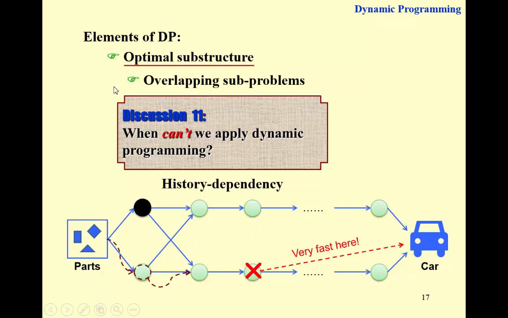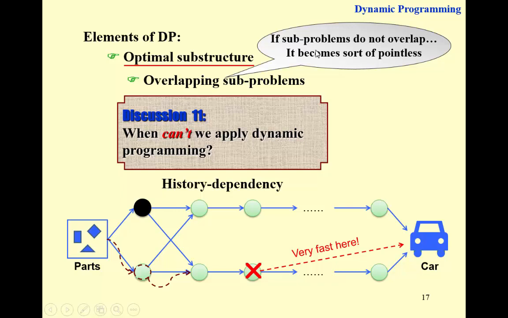And the second point is that if subproblems do not overlap, it becomes sort of pointless. In that case, a direct divide and conquer would be more suitable to solve the problem. So divide and conquer algorithms partition the problem into disjoint subproblems. Well, dynamic programming works when the subproblems overlap. And that is when subproblems share subproblems. If that is not the case, then dynamic programming would not be able to make the situation better.